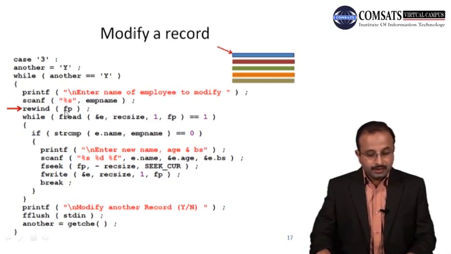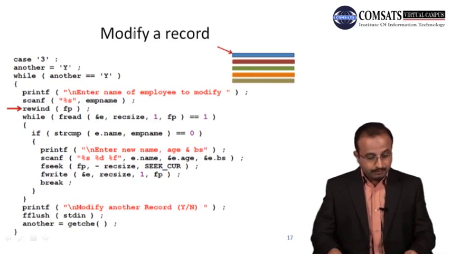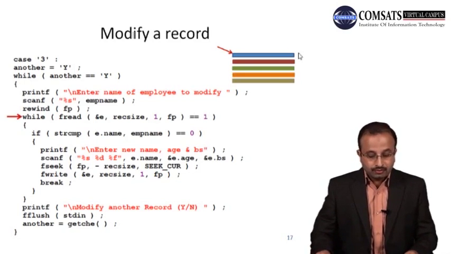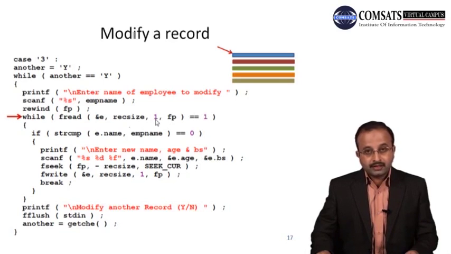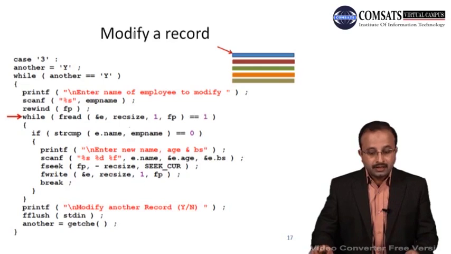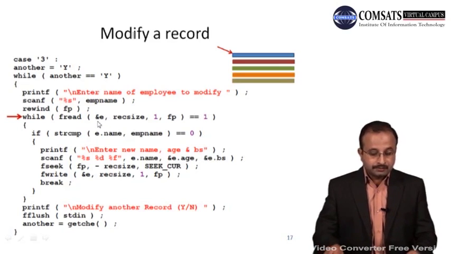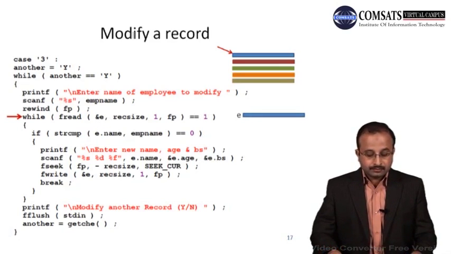So when we rewind fp, now fp points to the beginning of the file and we have a while loop. We are reading a record, so you have to read the record from the fp. How many bytes you want to read, rec size bytes, the number of bytes, and how many blocks of rec size you want to read, only one block. So it reads one block of rec size from fp and writes it in E, at this memory address. This is what happens actually.